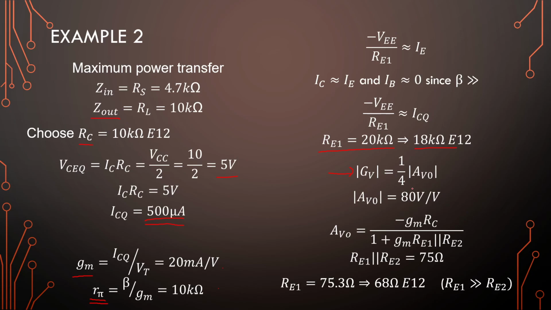Okay, so we need to design for 80 volts per volts. So if we solve our equation, we have AV0, we have RC, we have GM. RE1 parallel to RE2 is 75 ohms. If we calculate the parallel combination and extract, that should be RE2. Extract RE2, it would be 75.3 ohms, which is fairly close because RE1 is actually very large.